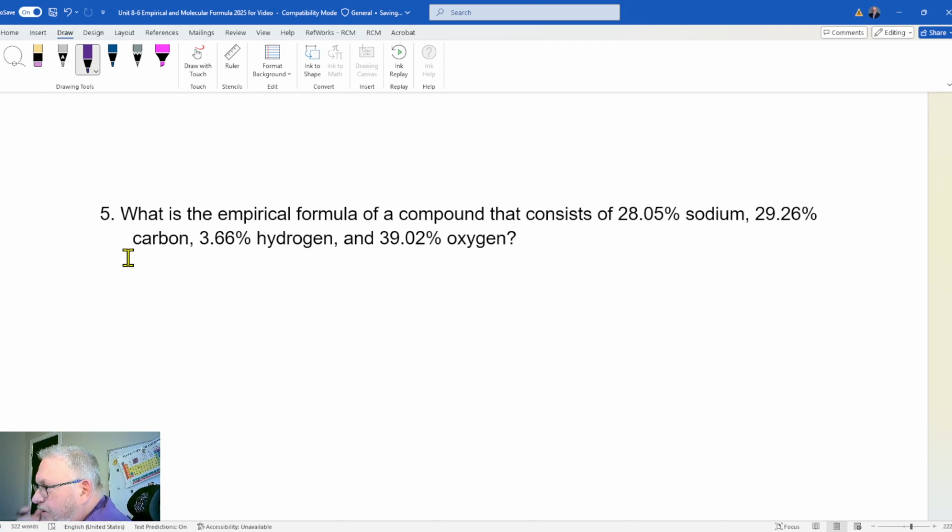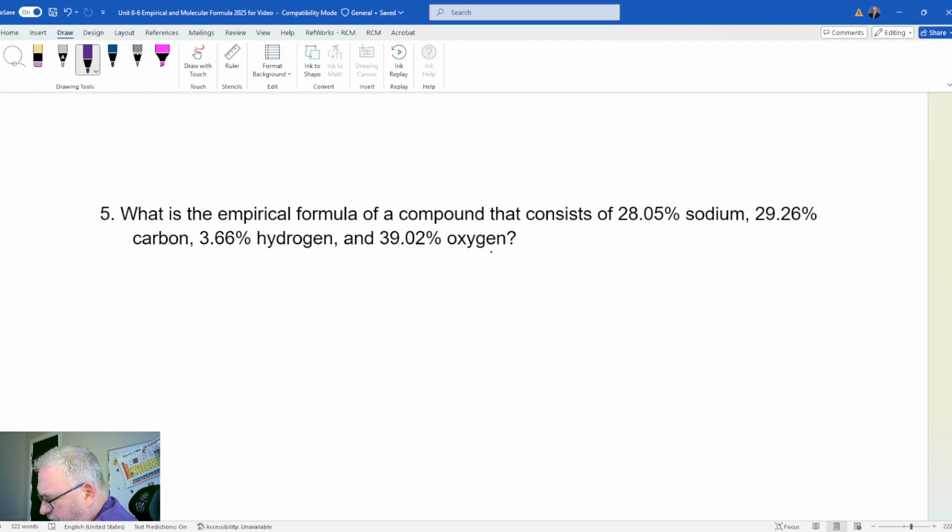All right. So what is the empirical formula? The lowest whole number ratio of these elements, of these different atoms that provide the properties for the compound. So what is the empirical formula of a compound that consists of 28.05% sodium, 29.26% carbon, 3.66% hydrogen, and 39.02% oxygen?